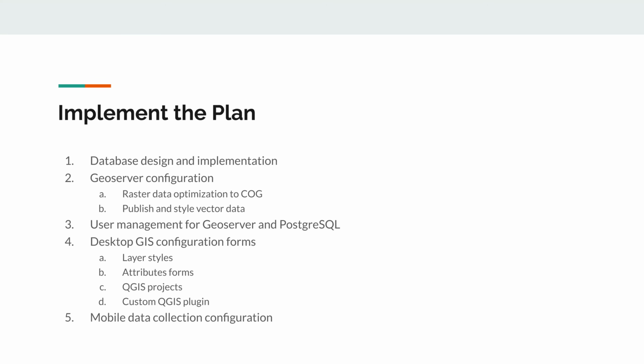Then we go on, once we have the database. So imagine this. We have the database set up, we have GeoServer set up, serving out all of our data. We have the desktop working fine. We have the user management system. So at this point, we can then set up the mobile data collection and we can set up the web GIS.